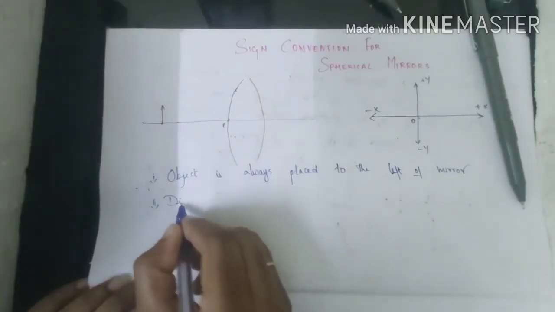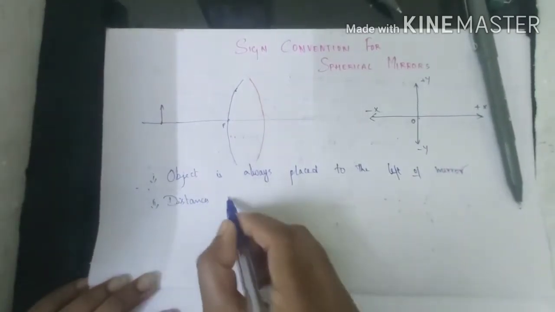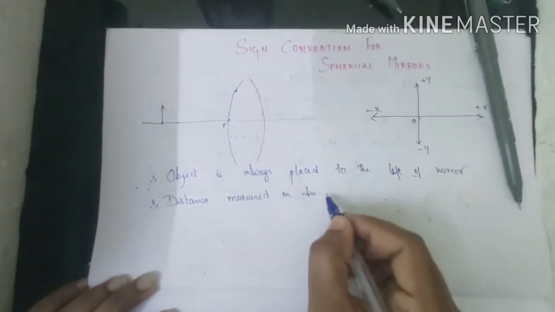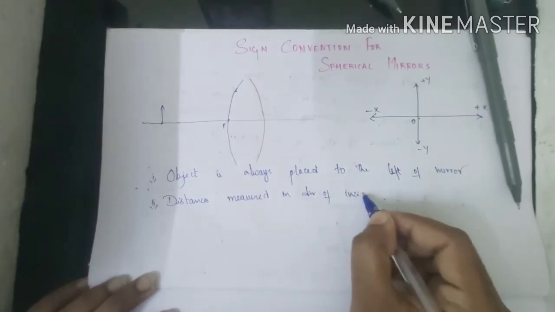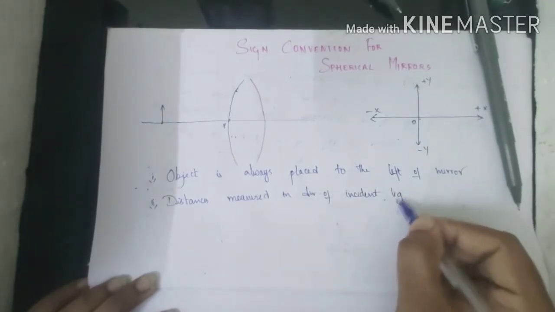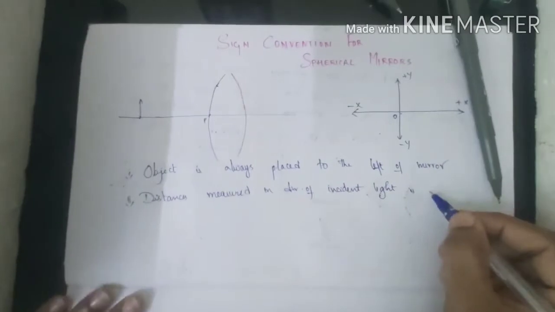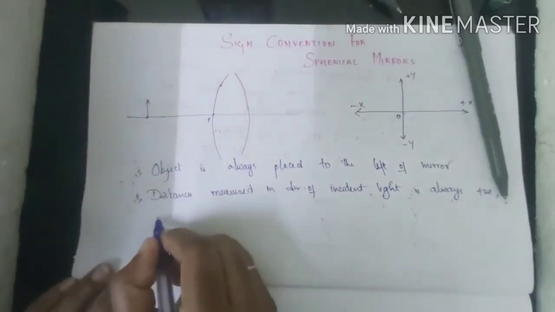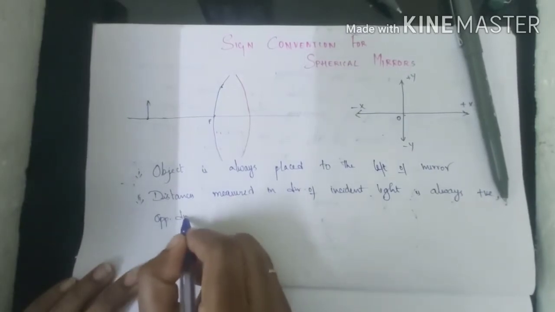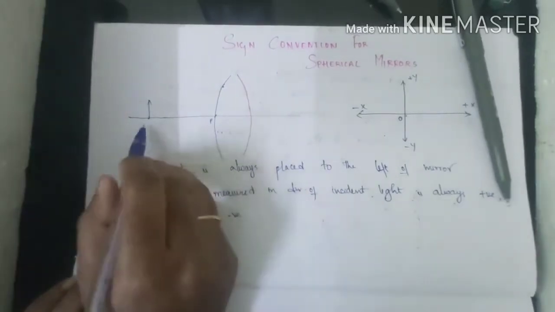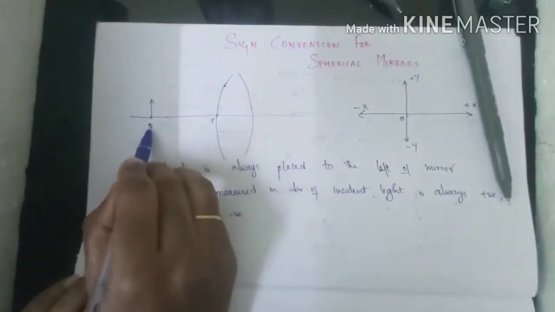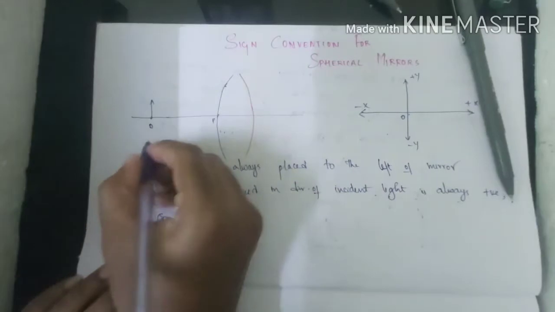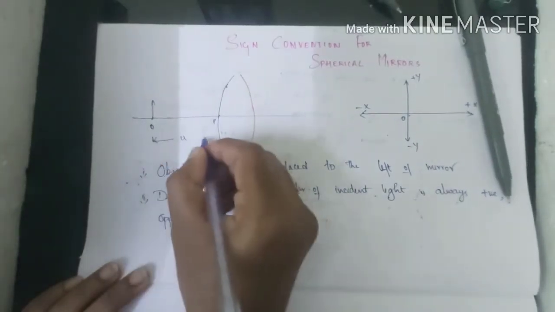And second, the distance measured in the direction of incident light is always positive and the opposite direction is negative. As I've already told, this is our object. Object distance is measured with respect to the reference point. Here our reference point is pole, and this distance is u.